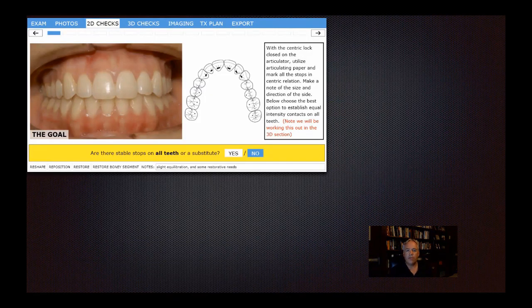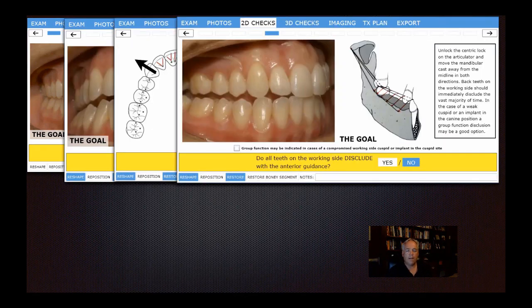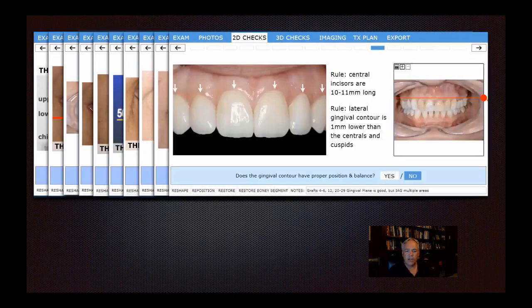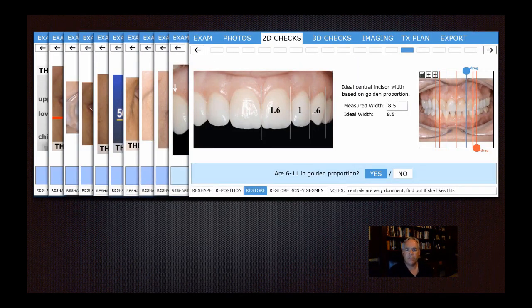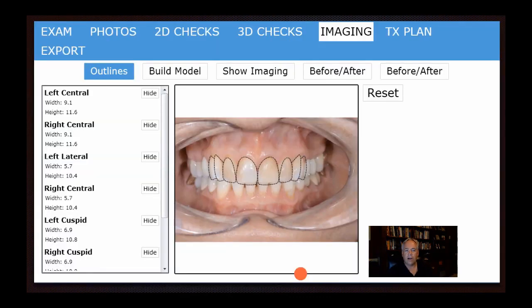So as we go through this case, we're going to look at our 4 components in our treatment planning: equal intensity stops, anterior guidance and harmony with function, and the ability to disclude. And she fails really on all of them. From an aesthetic standpoint, we're also going to go through a series of pictures inside the wizard to get to a point where we can visualize where we want the teeth to be. And then we're going to transfer all this data to our articulator.